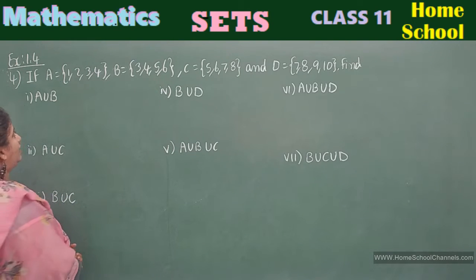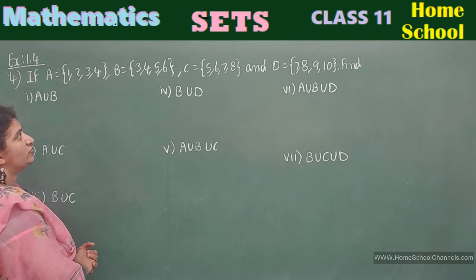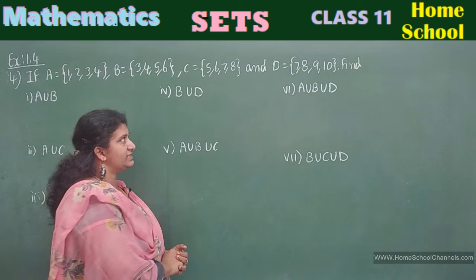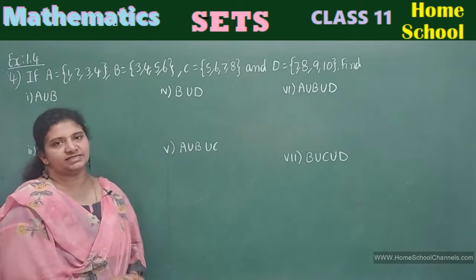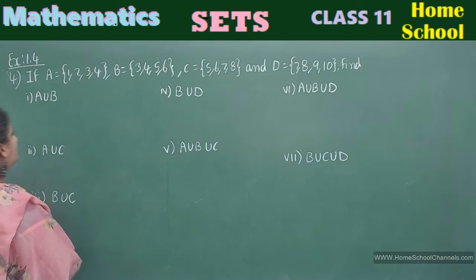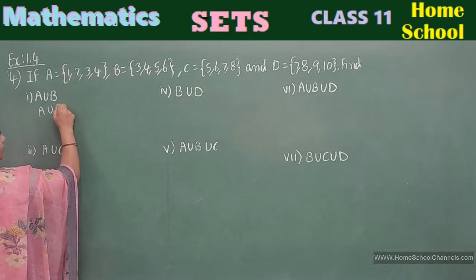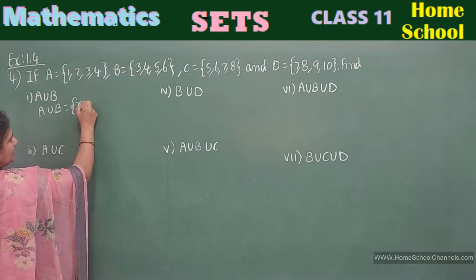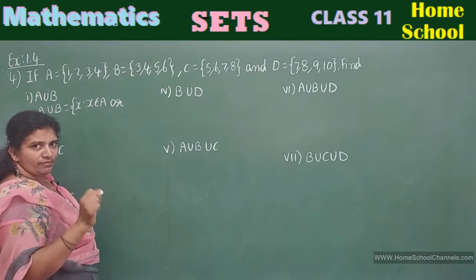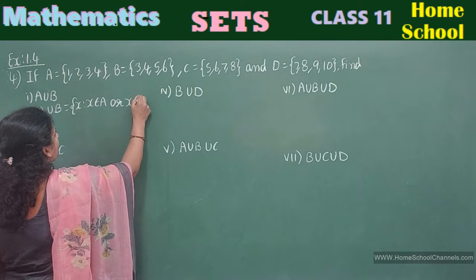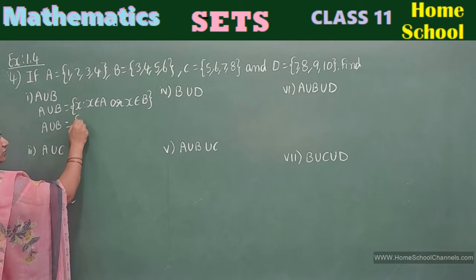Fourth problem. If A is equal to the set {1, 2, 3, 4}, B is equal to {3, 4, 5, 6}, C is equal to {5, 6, 7, 8} and D is equal to {7, 8, 9, 10}. You have 4 sets given here. Find A union B. What is A union B? You know that it is the set of all x such that x belongs to A, or, union means you should remember or, x belongs to B.